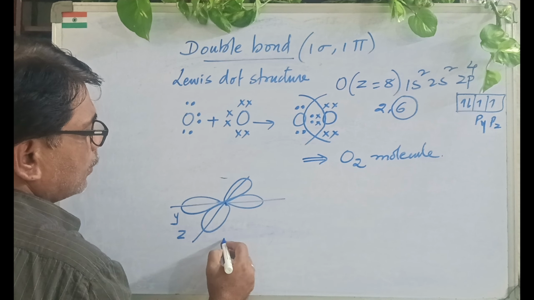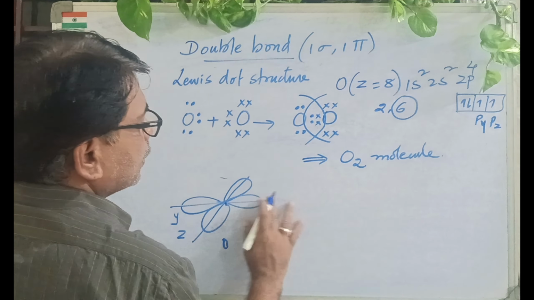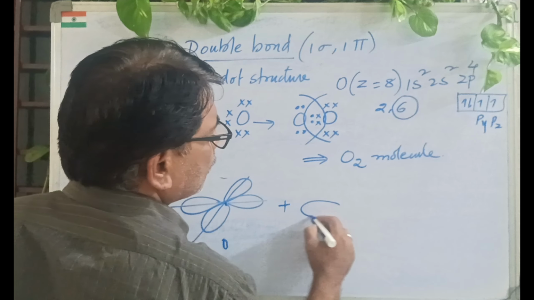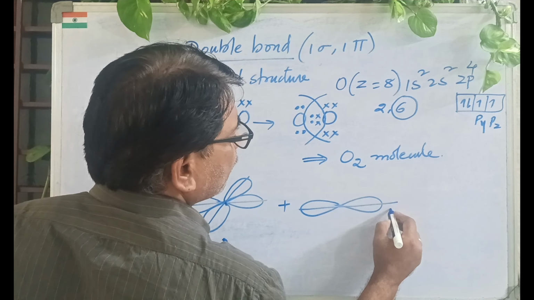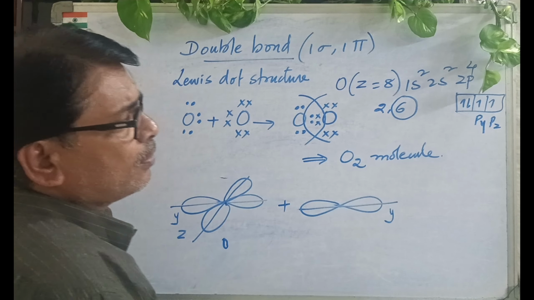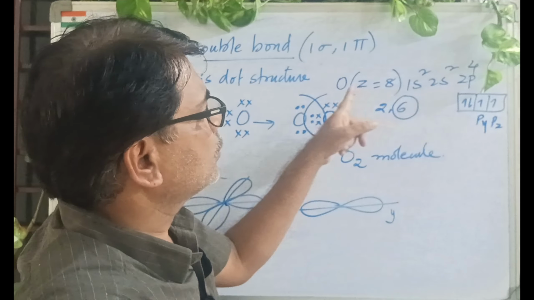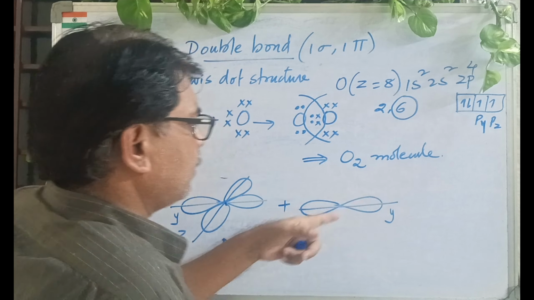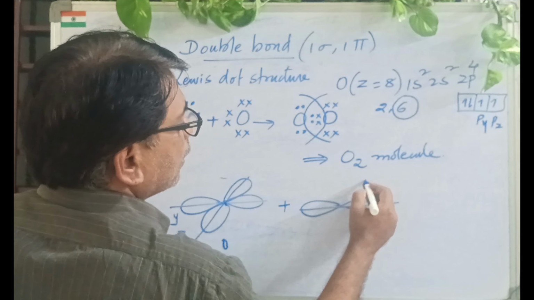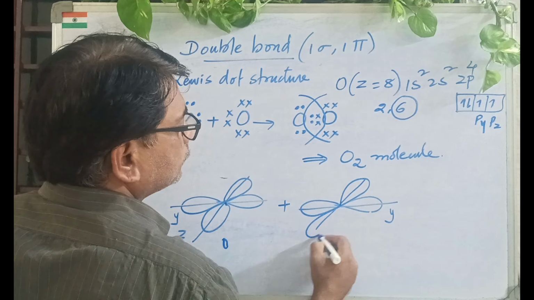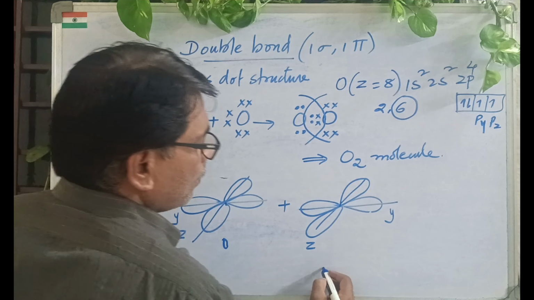And this is your oxygen atom. So you took one more, isn't it? So the concept remains the same. This will be Y only, because just now I explained, the py orbital of one oxygen will overlap py only. Py, you see, py, right? And this is Z. Now you combine these two.